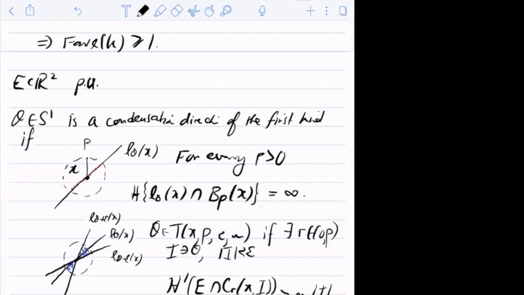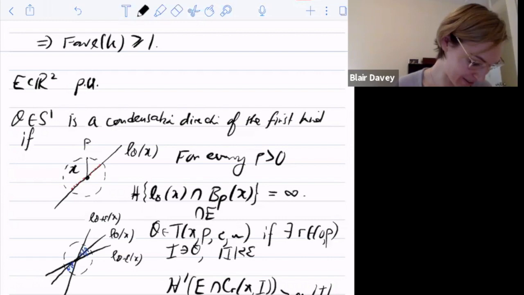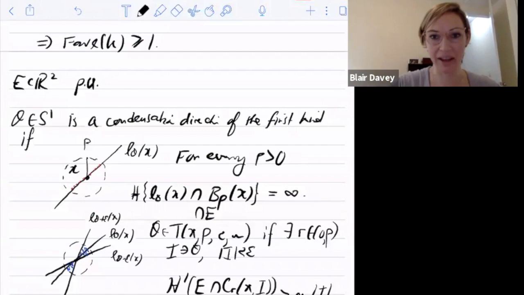If you look at the condensation direction of the first kind, how does the definition depend on the set E? If you look at the intersection with the ball, intersected with E, sorry. With E, okay. That, right, thank you, because I was a little puzzled, thanks. Thank you for catching that. Right, everything's in E. Okay, so any other questions? Did I goof anything else?